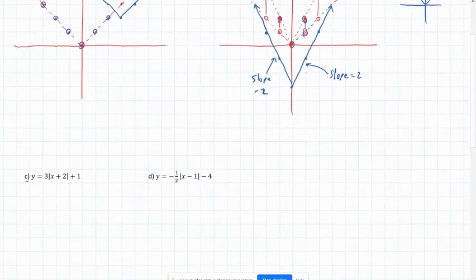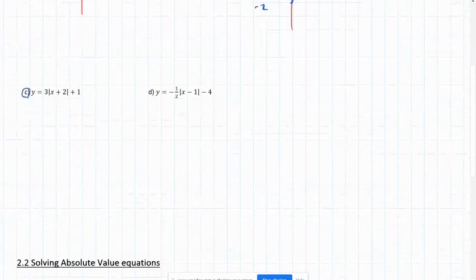So I'd like you to go ahead and try example C. So pause your video, try example C, and then press play again when you're ready to see the solution.